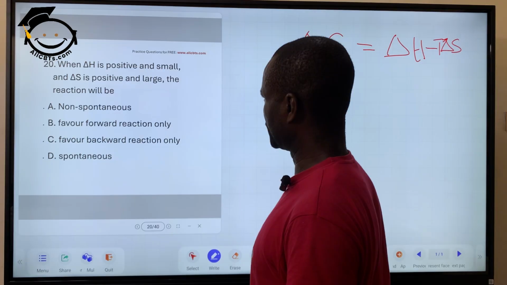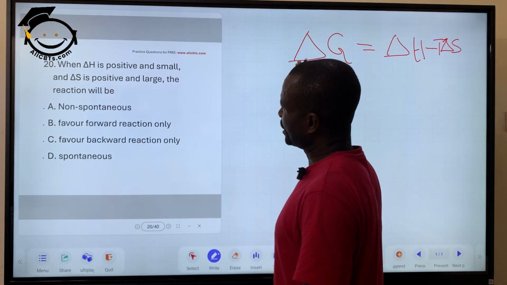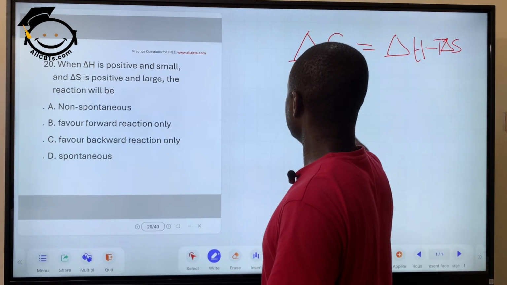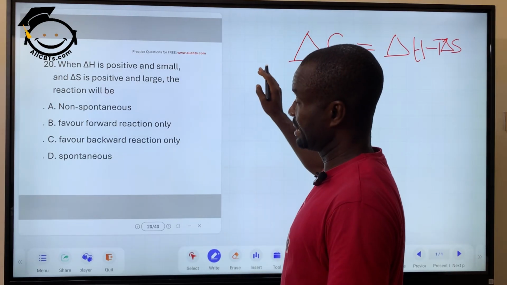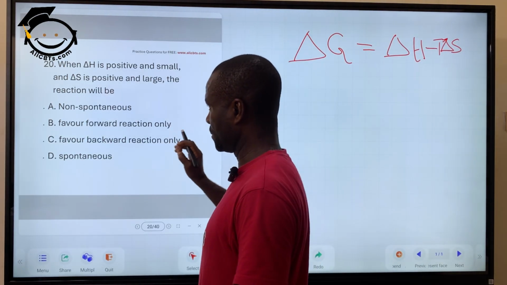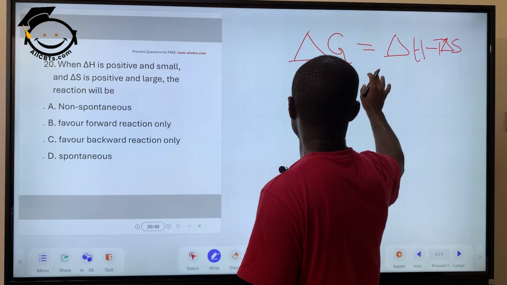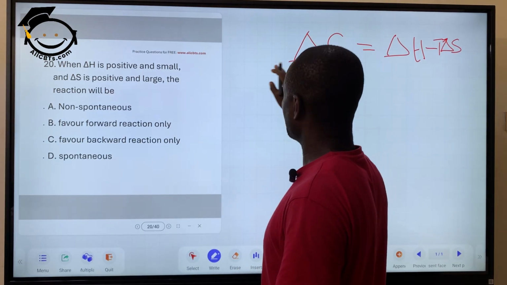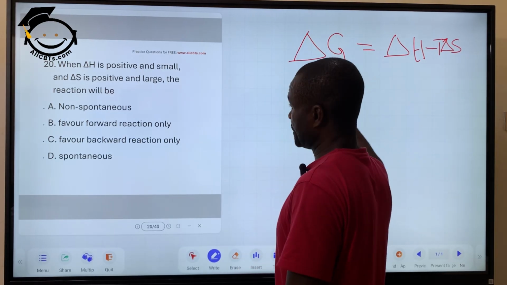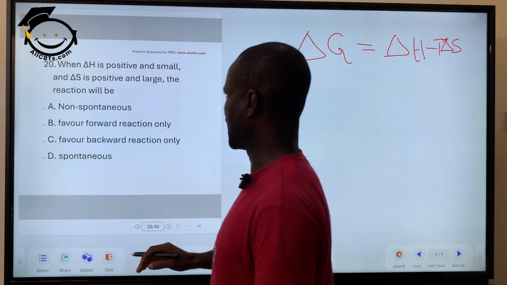Given by that equation, the reaction will become spontaneous if the change in free energy is negative. We all know that. So what will be the change in this parameter that will give the value G a negative value? Let's look at it.